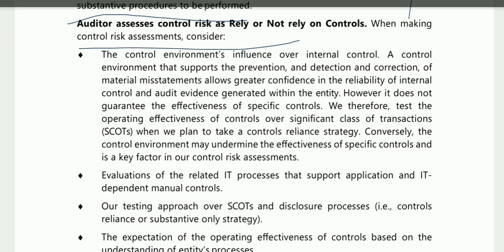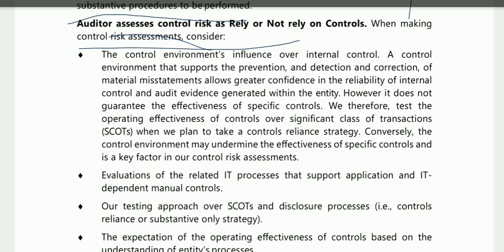A control environment that supports the prevention and detection or correction of material misstatements allow greater confidence in the reliability of internal control and audit evidence generated within the entity. However, it does not guarantee the effectiveness of specific controls. We therefore test the operating effectiveness of controls over significant classes of transactions when we plan to take a control reliance strategy. Conversely, the control environment may undermine the effectiveness of specific controls and is a key factor in our control risk assessment. So that means the control environment influence over internal control.